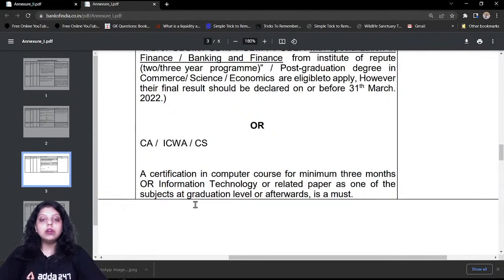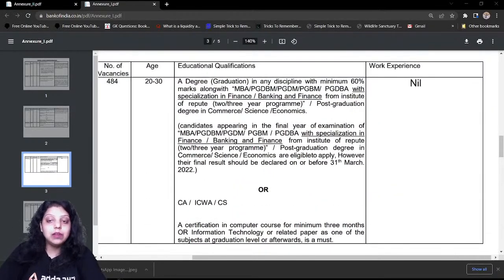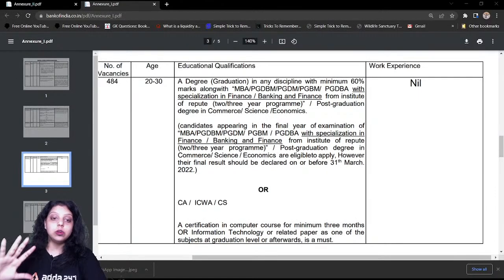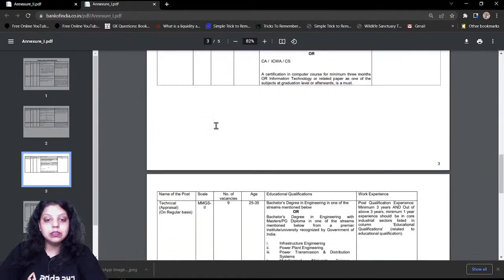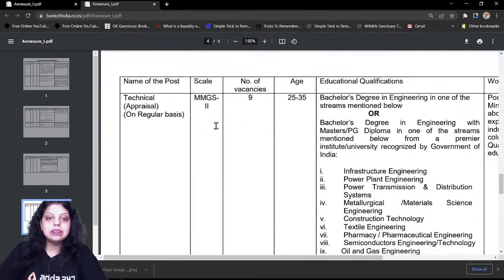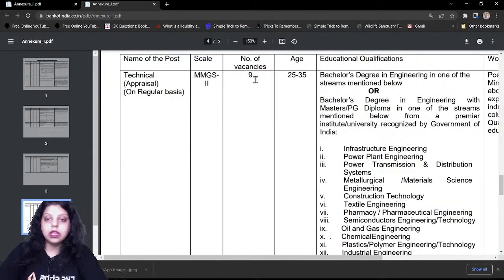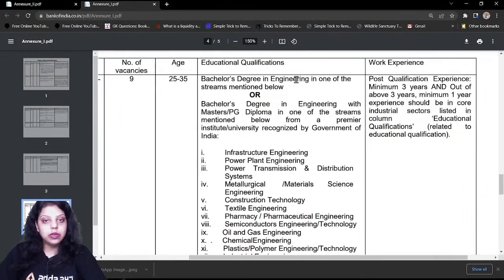So do make sure, if we are talking about credit officer, they have not given any kind of work experience, but they have asked an educational qualification in which you should have the knowledge of the post or the job profile. Okay, so these are the criteria which you have to follow for the regular post. Okay, these are the criteria for regular post. Now the next is technical appraisal, in which the 25 to 30 years is your age criteria.